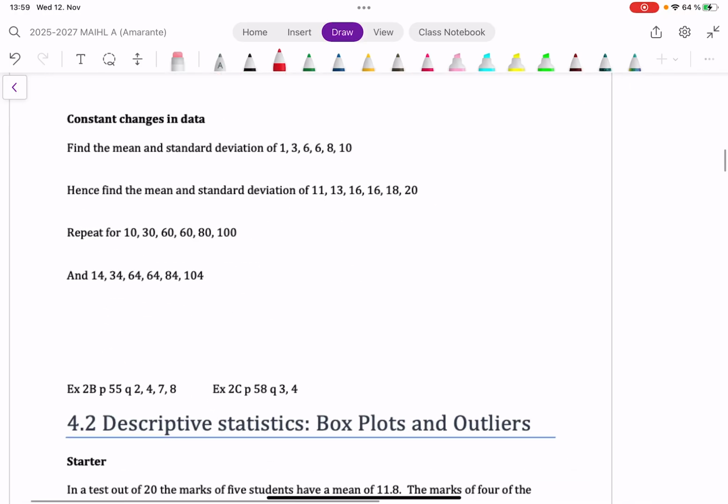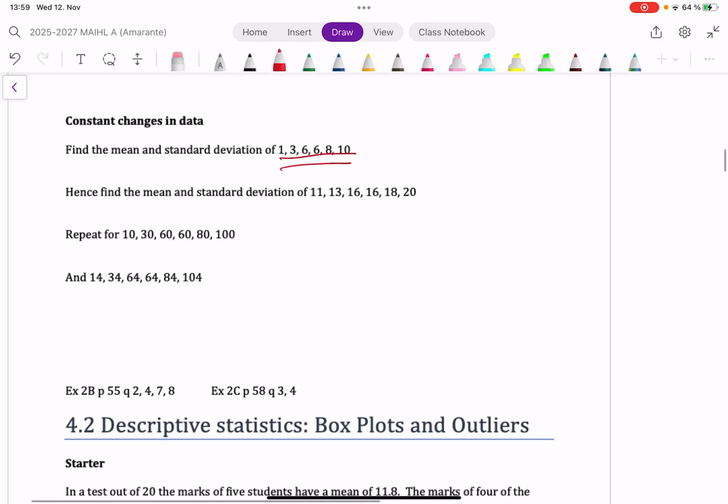All right, the last thing for this unit is to look at this idea of constant change. So it says find the mean and the standard deviation of these things. To save us some time, you can type those in. You could do it yourself just to check that you know how to do it. But X bar is 5.67 and the standard deviation is 2.98. And then it says, okay, we'll now go find the standard deviation of that.